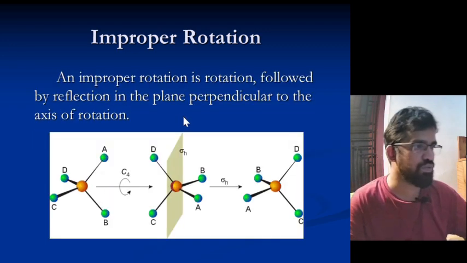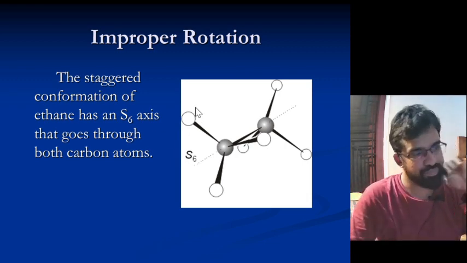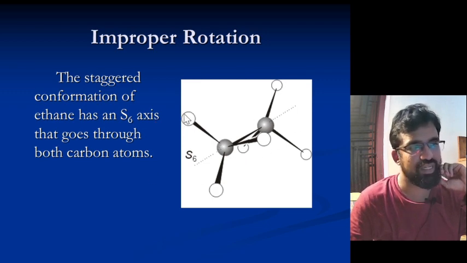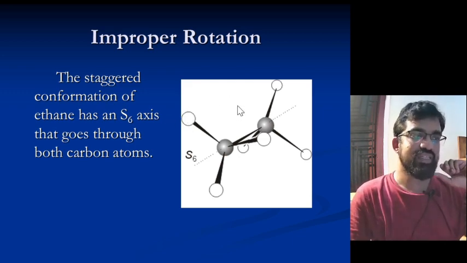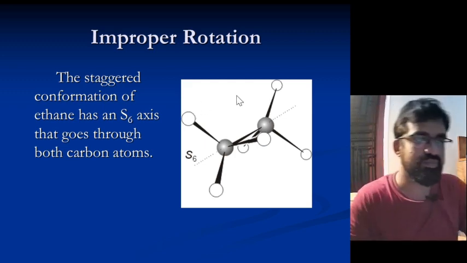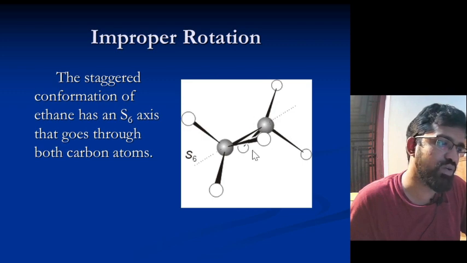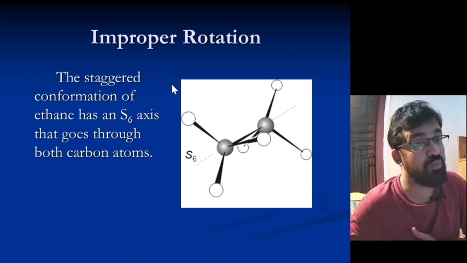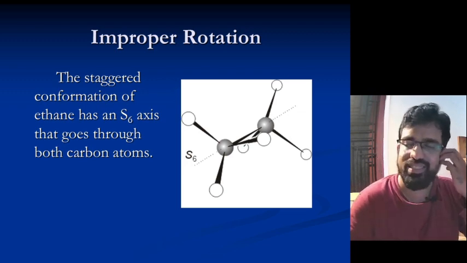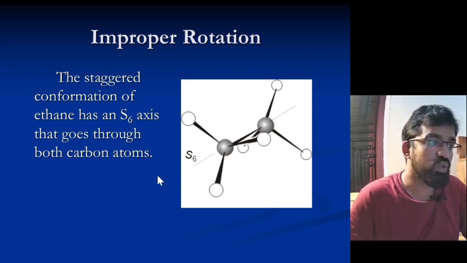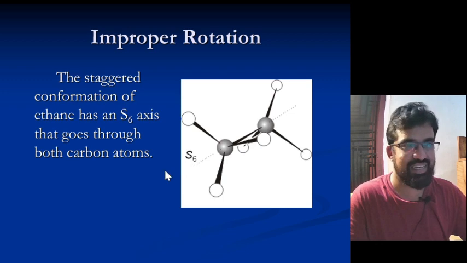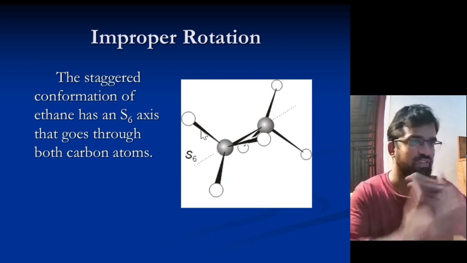Okay, so for example, a staggered conformation of ethane has the S6. How do you do it? Rotation about 60 degrees. So C6 rotation means what? How many degrees? 360 divided by 6, that is 60 degrees, right? So you can say that the ethane molecule in its staggered form has the S6, followed by reflection as a symmetry operation.